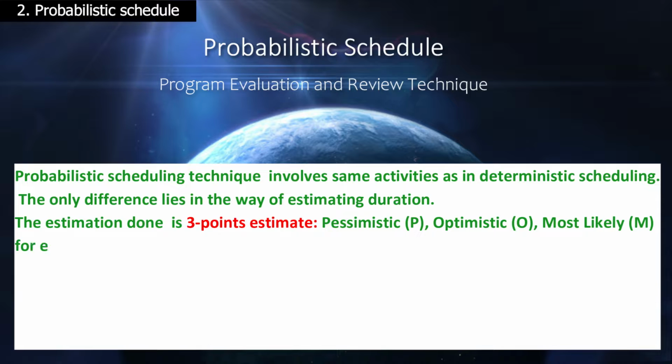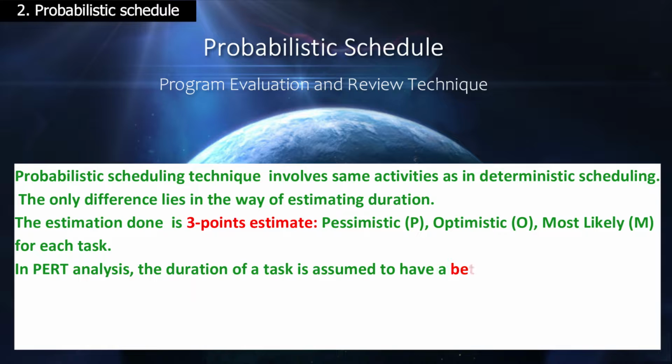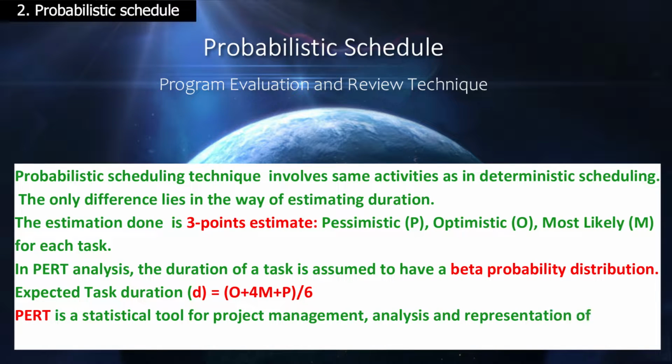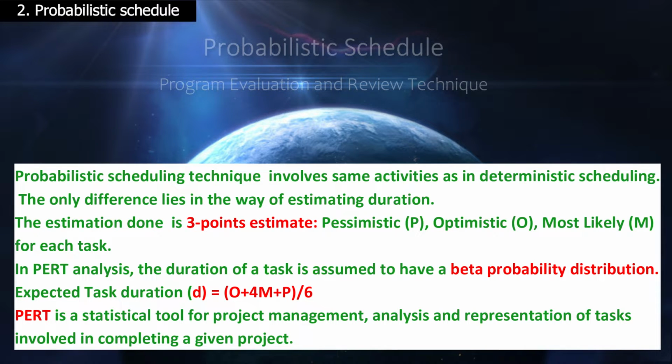Each task duration is assumed to have a beta probability distribution. According to this distribution, the expected duration and variance of the task completion can be calculated. PERT is a statistical tool for project management, analysis, and representation of tasks involved in completing a given project.